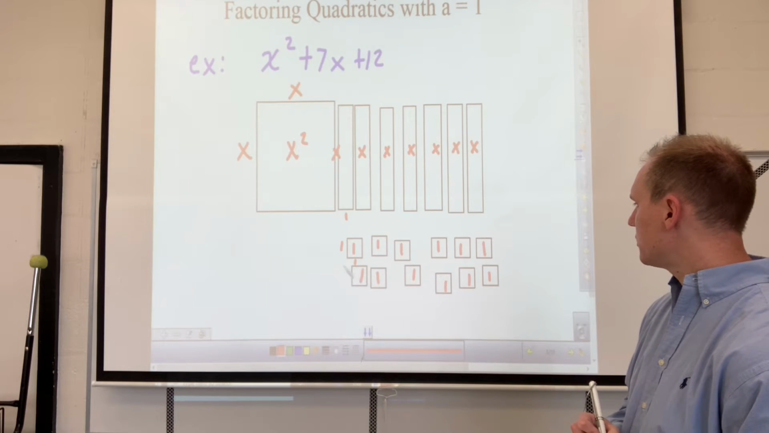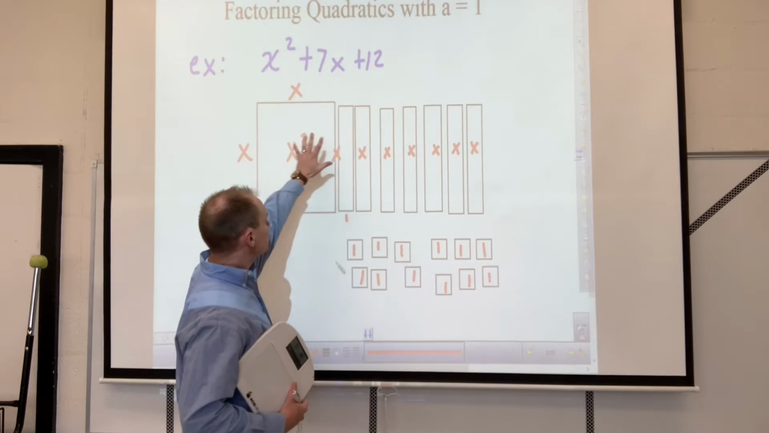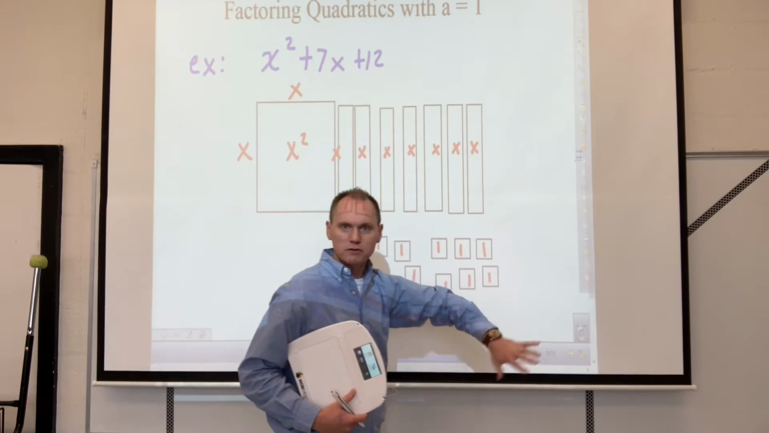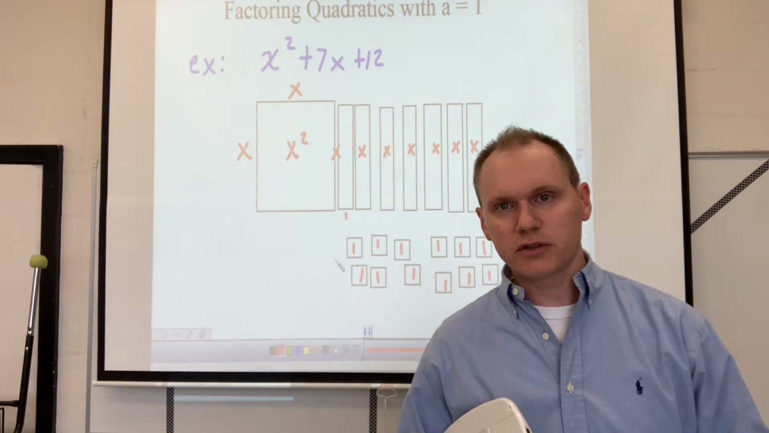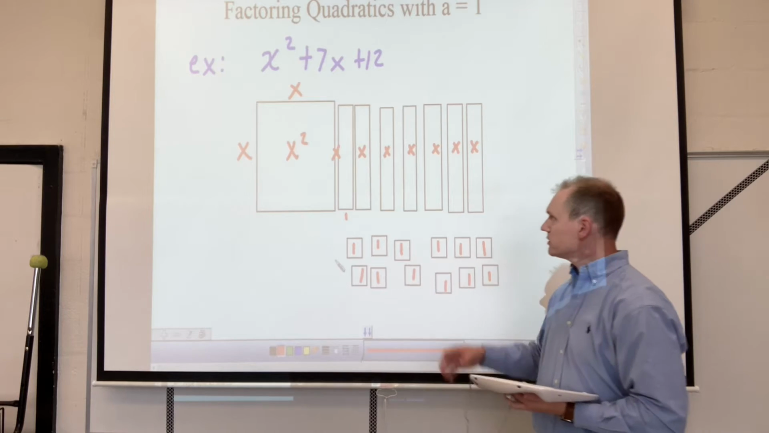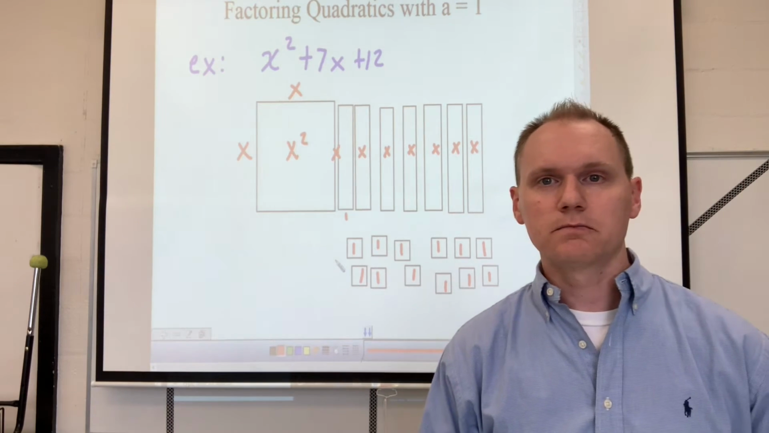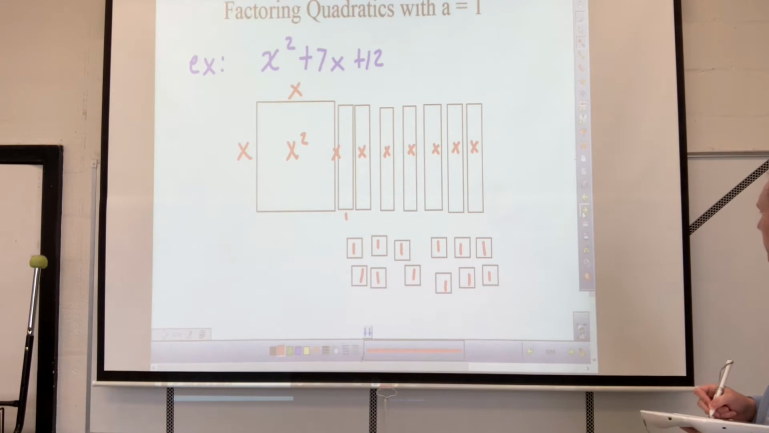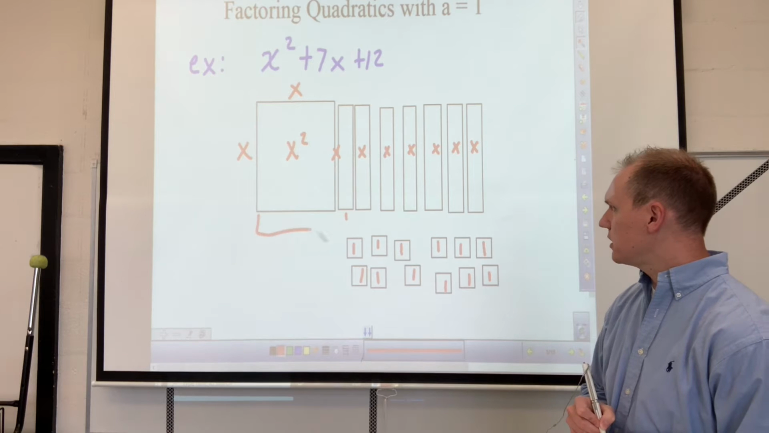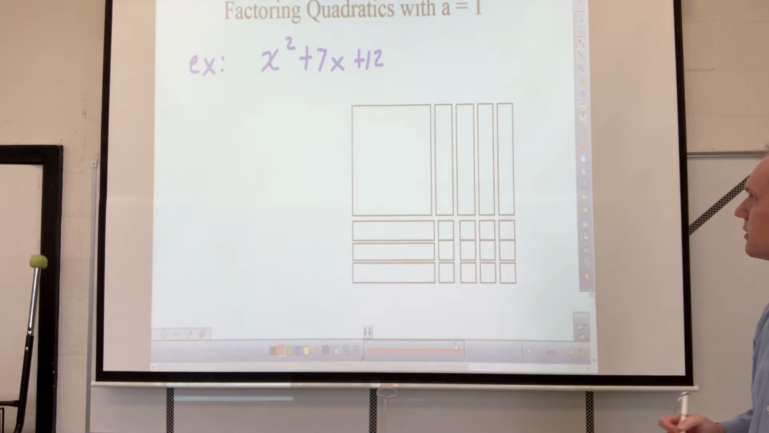So what we have all together here is x squared plus 7 x's plus 12 ones. So x squared plus 7x plus 12. And so what we want to do here is actually rearrange these algebra tiles so that they form a rectangle. And if we do that, we're actually going to have to take some of these x's and put them down here below x squared. And so we can do that and look like this.